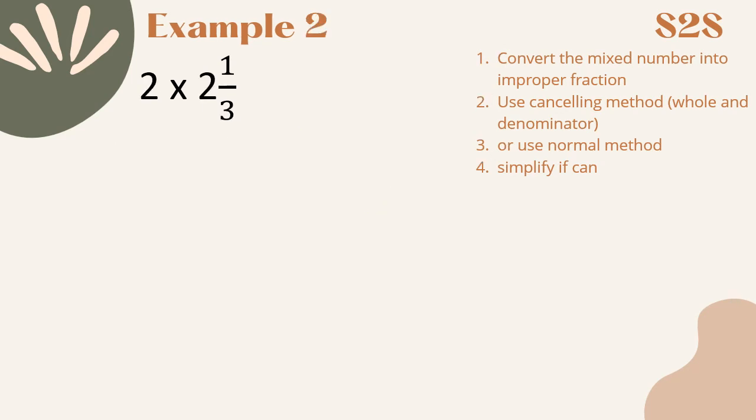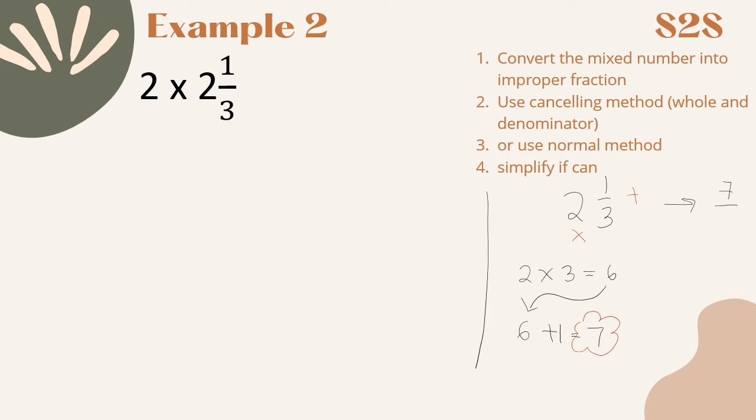Example 2, 2 times 2 wholes, 1 out of 3. Step 1, convert the mixed number into an improper fraction. So the mixed number is 2 wholes, 1 out of 3, using the clock method where you need to multiply and plus. So we have 2 times 3 gives us 6, and then 6 goes down, 6 plus 1. So 6 plus 1 gives 7. So put any shape around 7, because you know that's going to be your new numerator. And the denominator stays as 3. So this is your improper fraction now.